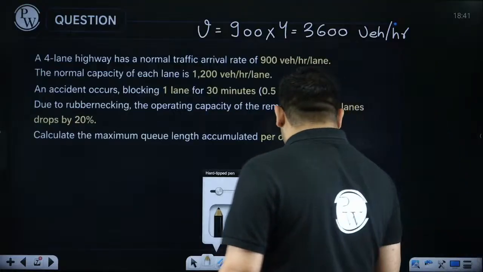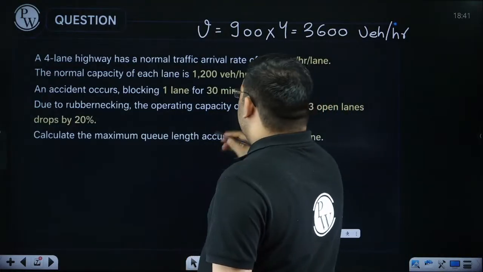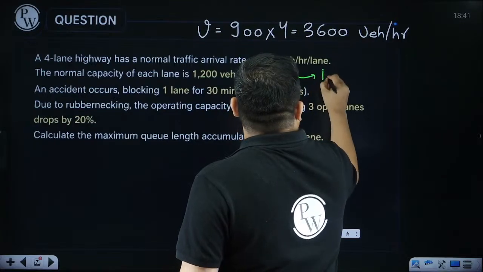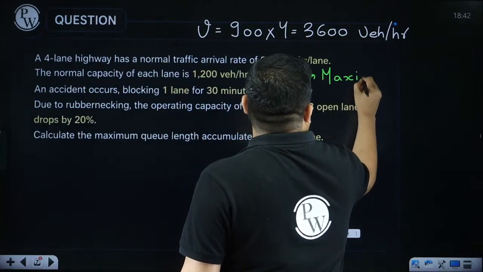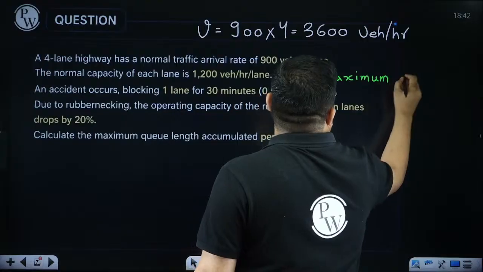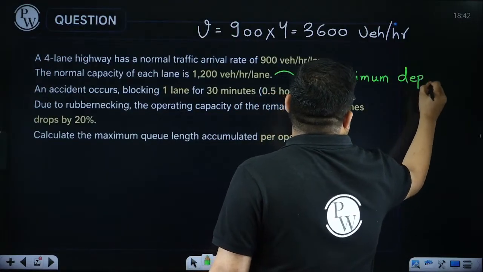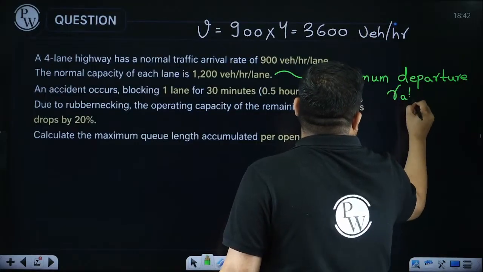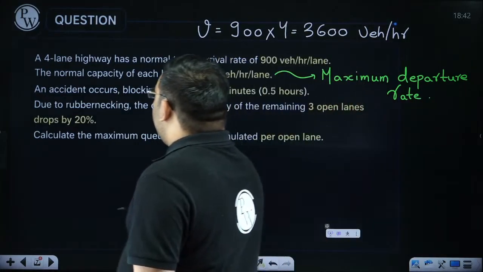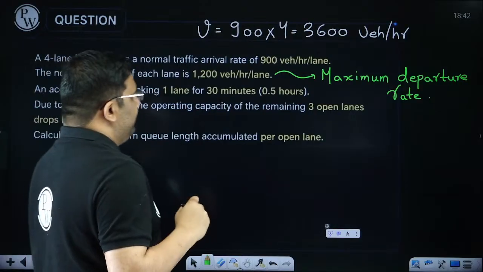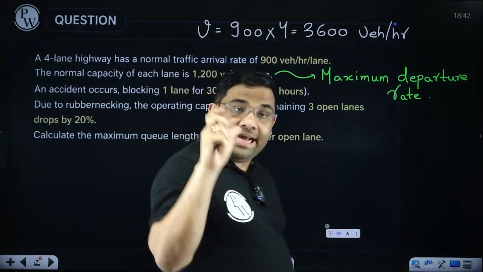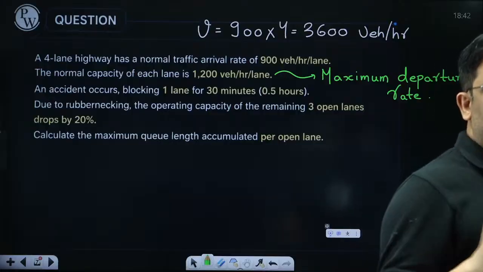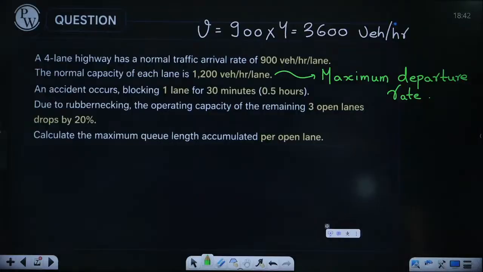So indirectly what they have given is the maximum departure rate. Now what else is given? An accident occurs, due to which one lane is blocked for 30 minutes.